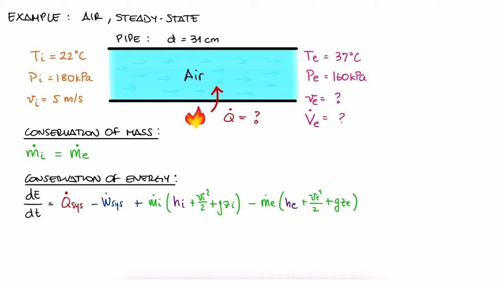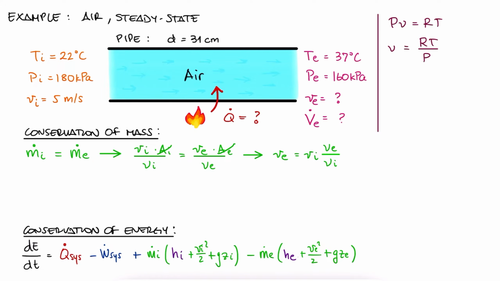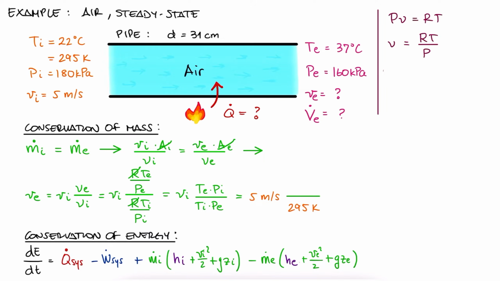If the mass flow rate is the same at the inlet and at the outlet, and we know that the mass flow rate is the velocity times the area over the specific volume, we see that because the pipe's cross-section is not being narrowed or expanded along its axis, the area in and the area exit are the same. Therefore, the average exit velocity is the average inlet velocity times the ratio of specific volumes, v_e over v_i. From our ideal gas equation, the specific volumes are RT over P. After substituting these expressions, we can substitute the temperatures in Kelvin and the pressures to find the velocity at the exit.